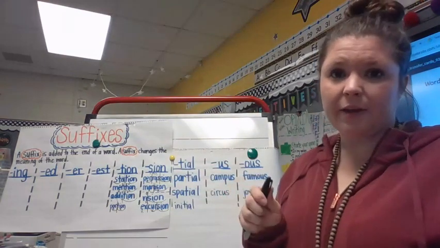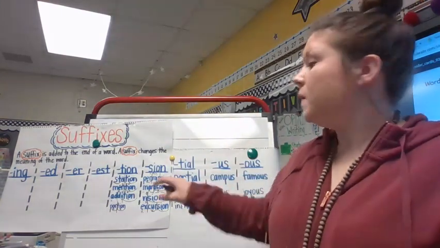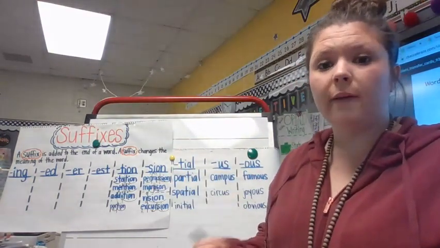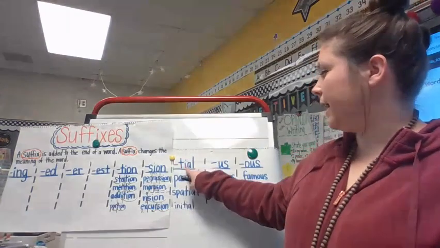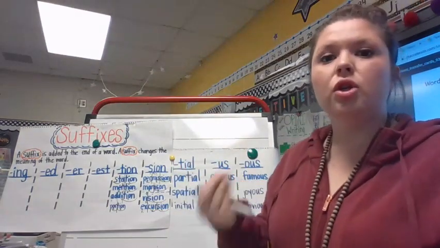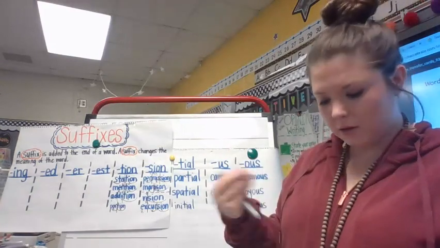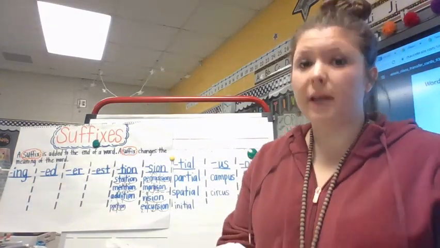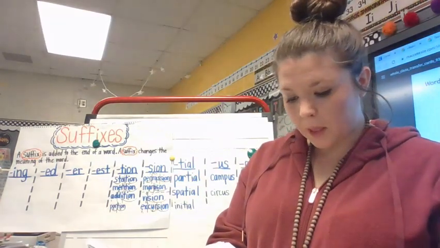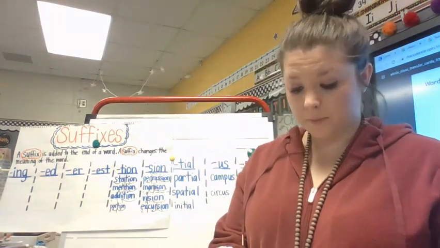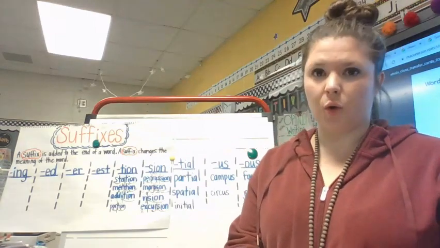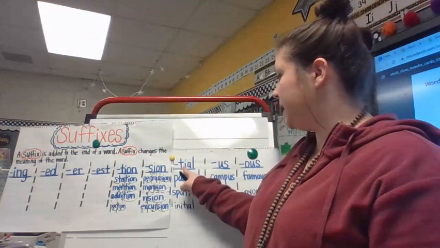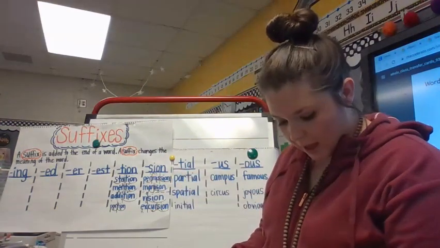T and I together say sh. So tial, that suffix, says shul. Say that sound for tial. Shul. Say it again. Shul. Listen for shul in the following words. Marshal, partial. That shul sound came at the end, and it is spelled tial.